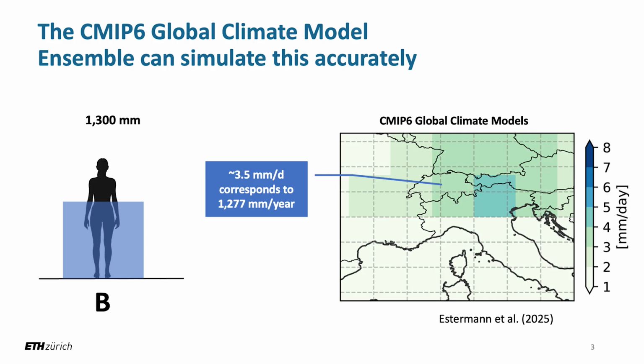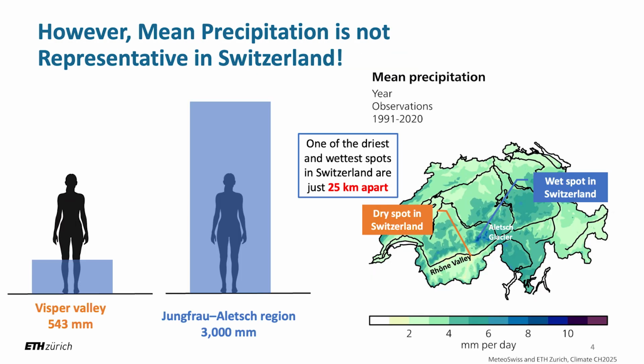Because if you look at what we really observe in Switzerland, you get this map. And you see massive variability of precipitation. This comes from ETHZ. An interesting fact here is that one of the driest spots in Switzerland, in the Visp Valley, has approximately 543 millimeters. Very dry. These are these arid inner alpine valleys that we know quite well. If you go there, you can see this in the vegetation, that it's a very dry region.